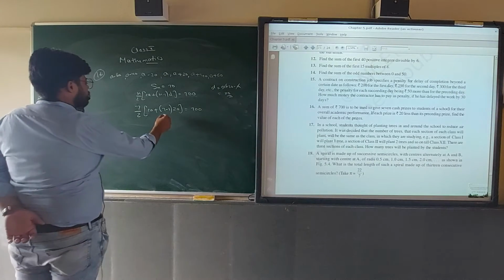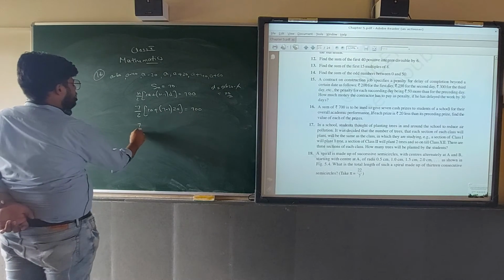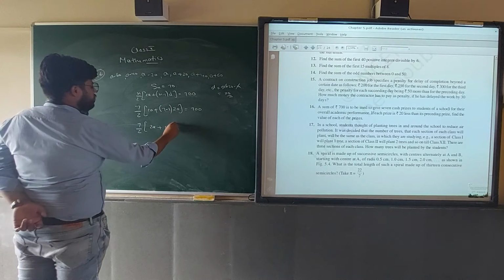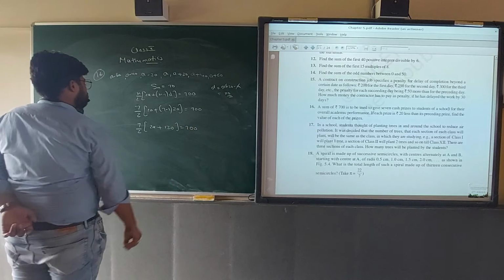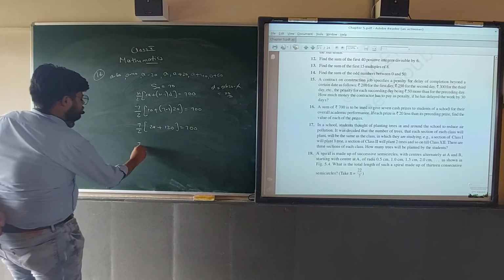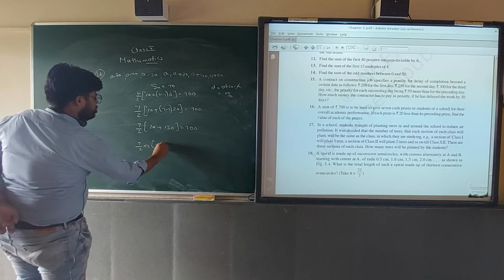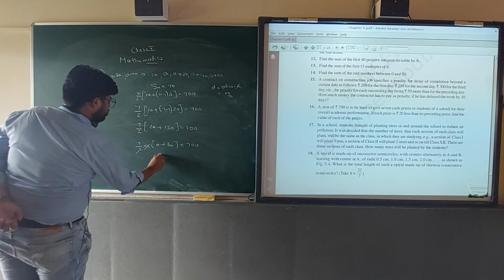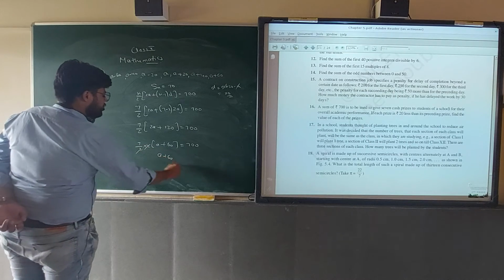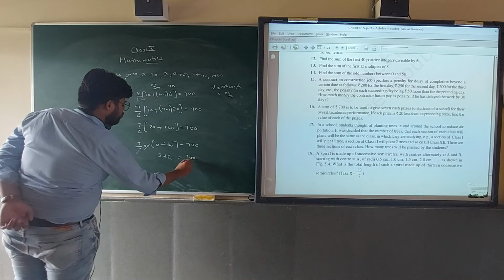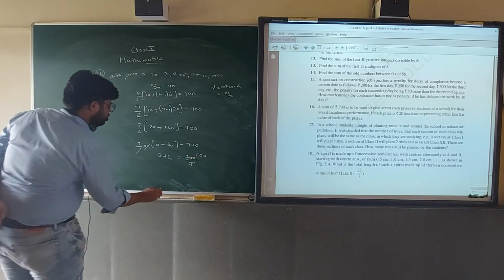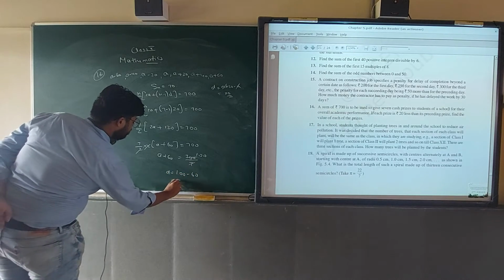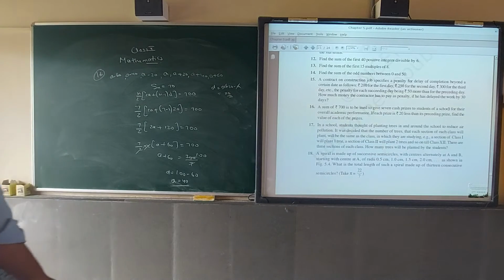Now solve it: 7/2 [2a + 6 into 20, which is 120] = 700. Now I will take 2 common from the bracket, then a plus 60 is equal to 700. 2 and 2 cancel, a plus 60, 7 will divide 700, it will be 100. So the value of a is 100 minus 60, so the value of a is finally 40.